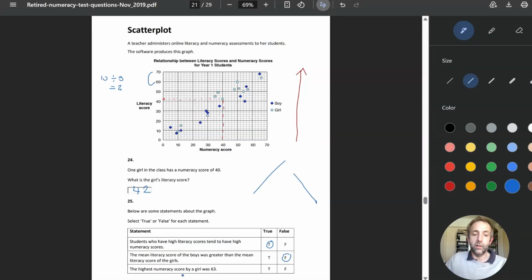And it says the highest numeracy score by a girl was 63. So again, remember numeracy is this way. So let's look for the student who is furthest across to the right and is a girl, who is this student here. I'll just color her in green. And if we go down, that is her numeracy score. And it's trying to trick you again. She might be 3 squares from 60, but remember every square is 2. We established that earlier. So she actually scored 66. 60 plus 3 lots of 2 is 66 and not 63. So that is a false statement.